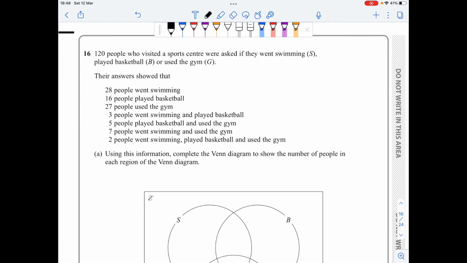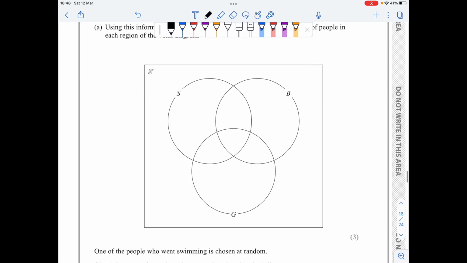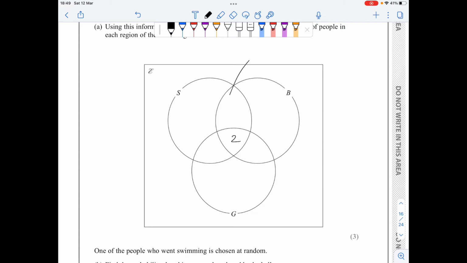For question 16, of course, some people going for swimming or basketball or the gym. So this is the information. Let's try and transfer this on the diagram. So the triple intersection of the center is 2. Then swimming and basketball only is equal to 3 minus 2, which is 1. Basketball and gym only is equal to 5 minus 2, which comes out to be 3. Swimming and gym only, this is equal to 7 minus 2, which is 5.